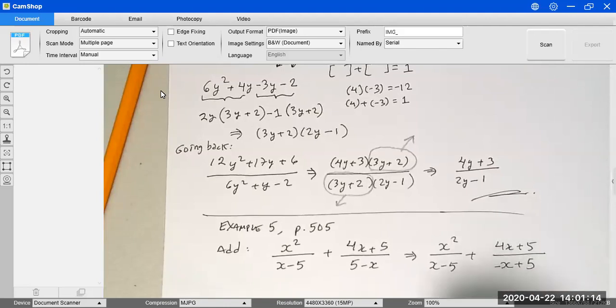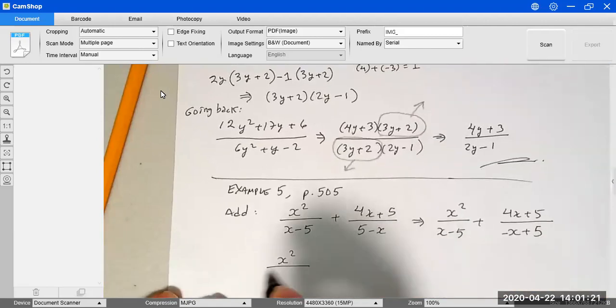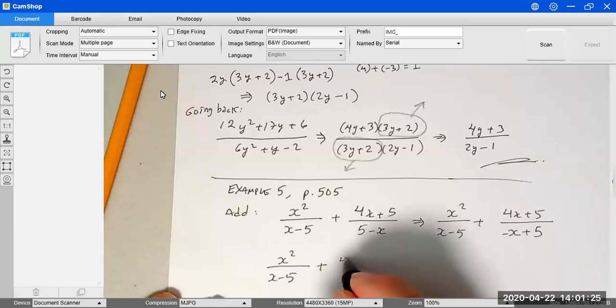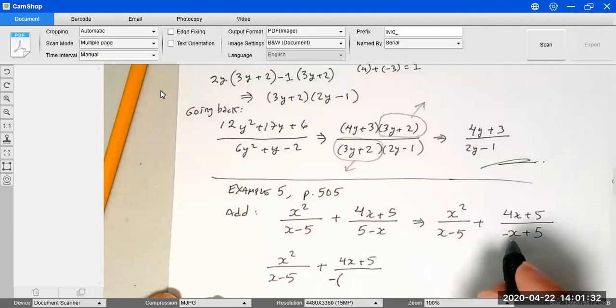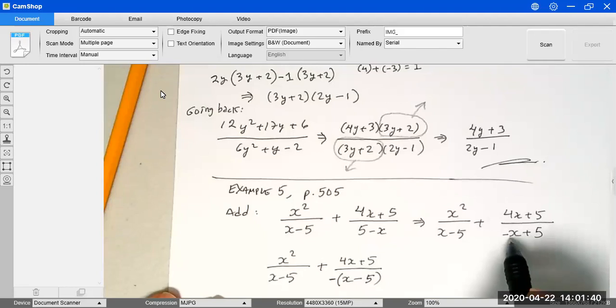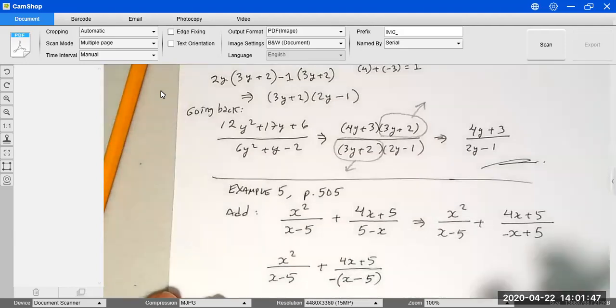So let's do that. We're going to get x squared over x minus 5, and then you have plus 4x plus 5, and then you have here negative, and then you get x minus 5. Okay, so I'm just changing the sign of everything here in the denominator to get the negative sign outside of the parentheses.